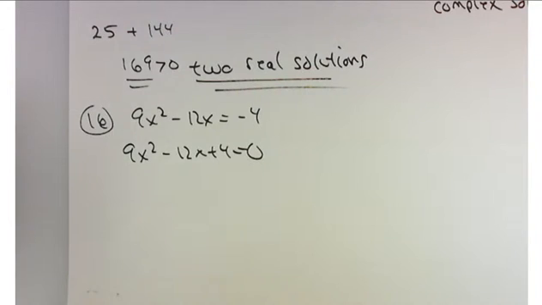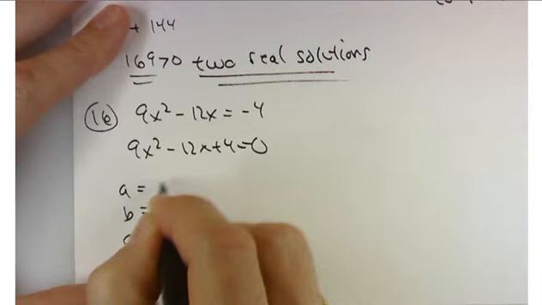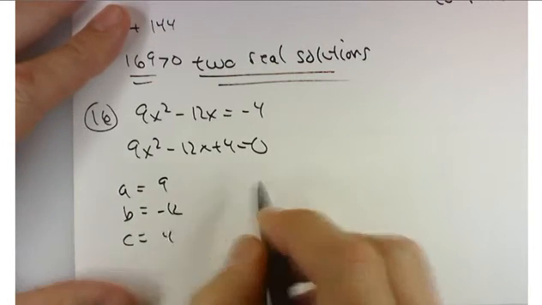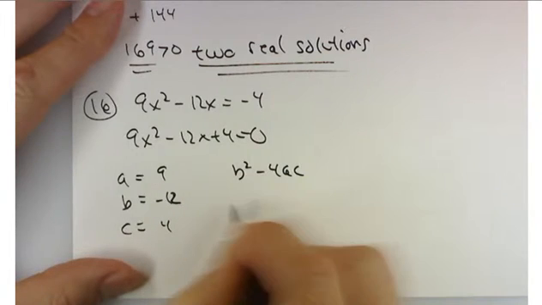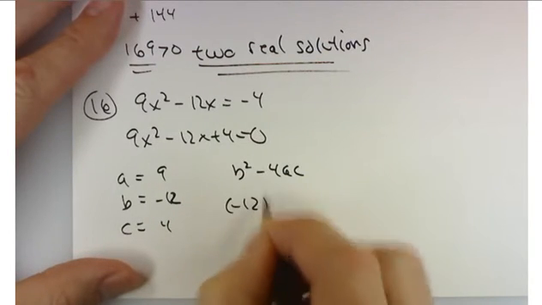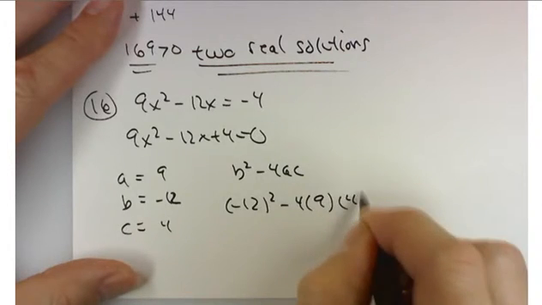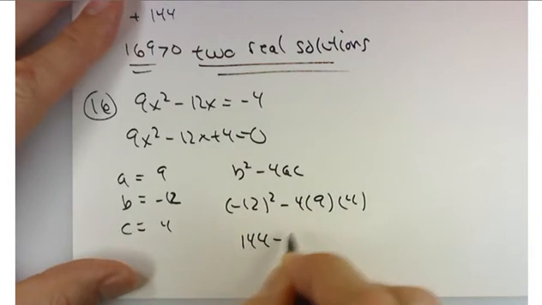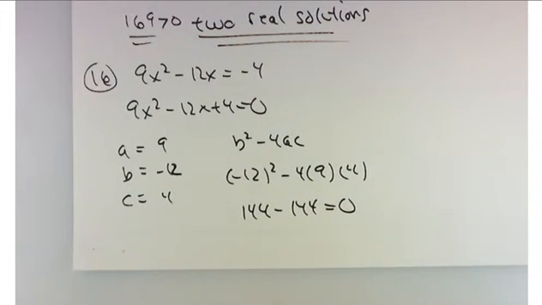Okay, so A, B, and C should be 9, negative 12, and 4 respectively. So B squared minus 4AC is going to be negative 12 squared minus 4 times 9 times 4. So 144 minus 144, wait, let me get out my calculator. 0. So what's that telling me about the nature of my solutions here?